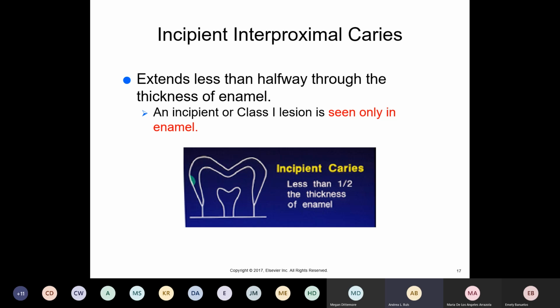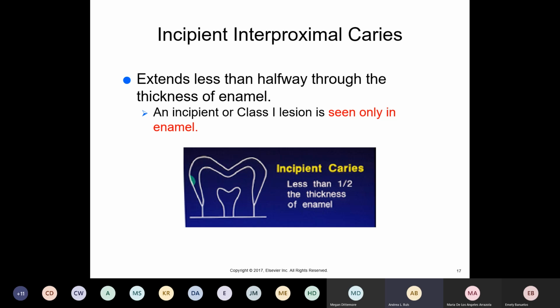So these are basically toothpaste that incorporate phosphorus, calcium, fluoride, and if you catch somebody at the incipient stage and you get them using these and flossing and changing their home care, these areas can actually remineralize and never actually reach a point where they have to be filled. So incipient is just that very, very beginning start. It's going to extend less than halfway through the thickness of the enamel. It would be seen, like I said, only in the enamel, and on x-rays, they're just the tiniest little thing.